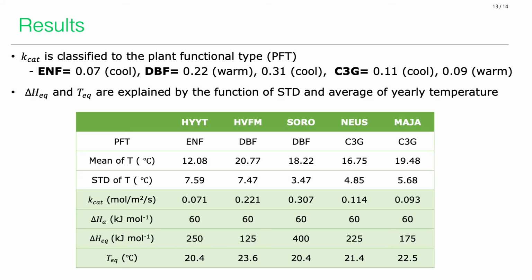So to sum up, we found that the four optimized factors link to the hypothesis very well, and especially the catalysis rate, Kcat, can be classified by plant functional types, and it has differences in warm and cool habitats. So the evergreen needleleaf forest has smaller Kcat values than the deciduous broadleaf forest.